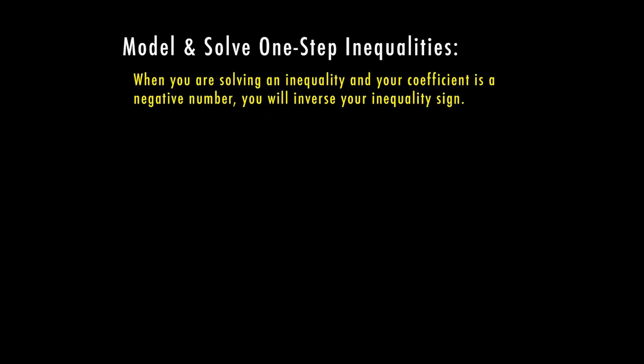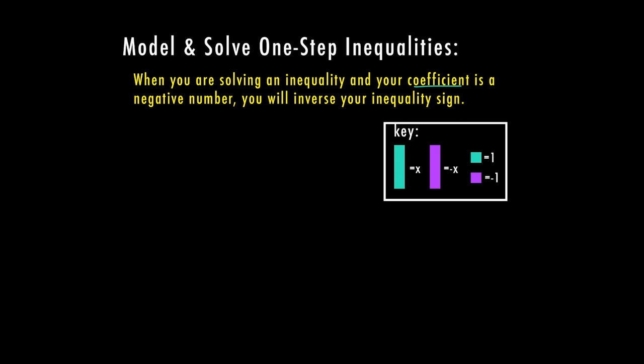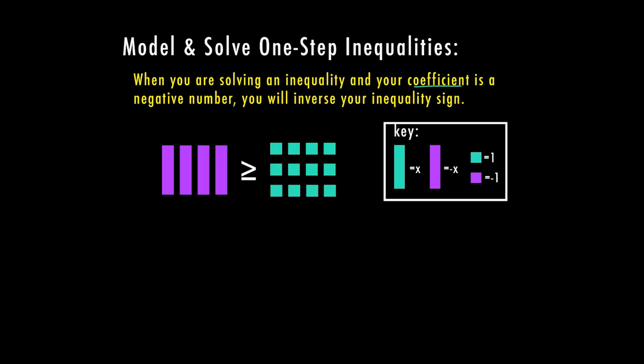When you are solving an inequality and your coefficient is a negative number, you will inverse your inequality sign. So just a reminder from a previous video, the coefficient is the number that is multiplying with your variable. So that could be 2x, that could be 5b, whatever is multiplying with your variable, that number in front is your coefficient. So again, we're going to have a key to represent our problem, and the key is still the same. And we have another problem here.